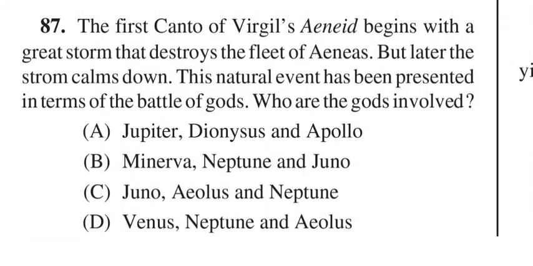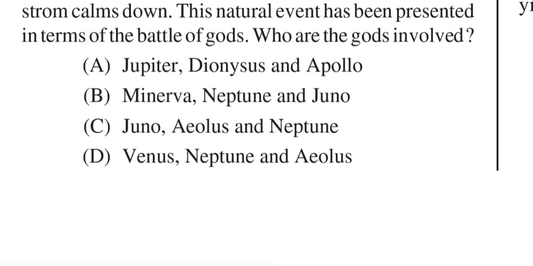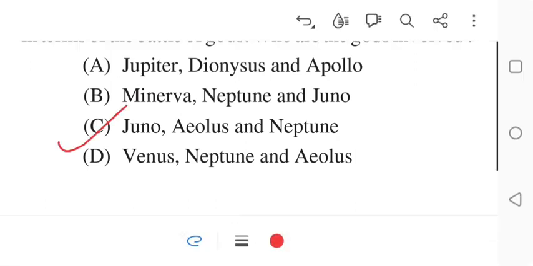87, it says, the first canto of Virgil's Aeneid begins with a great storm that destroys the fleet of Aeneas, but later the storm calms down. This natural event has been presented in terms of the battle of gods. Who are the gods involved? So many names are given. I will tell you directly the correct answer. That is Juno, Aeolus and Neptune.